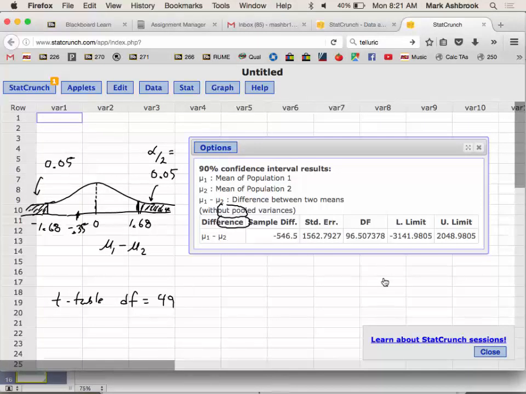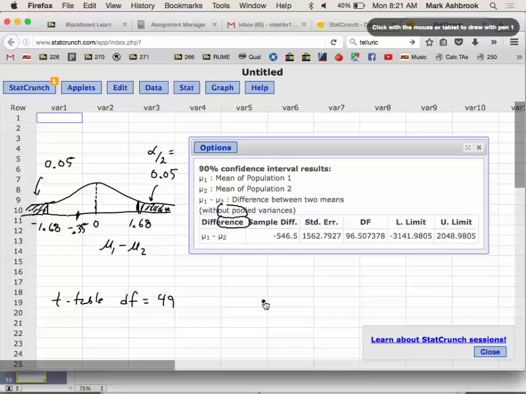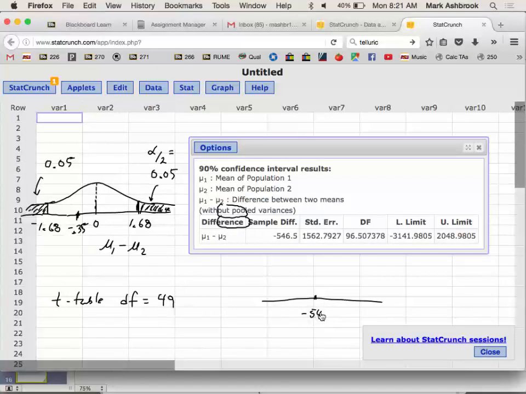Okay, so the center of the confidence interval is going to be, the best information we have is that women speak on average 500 more words a day. So that's why the center of the confidence interval will be negative 546.5. Confidence interval is based on the data, right? It's based on the data, and the data said on the average women spoke 500 more words a day. And then the upper limit would be that men speak 2,000 more words per day, 2048, and that women speak 3,000 more words per day.